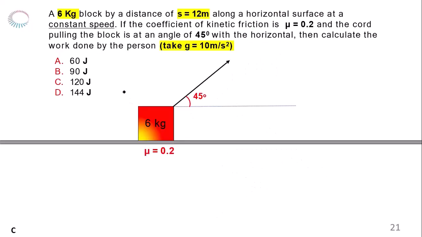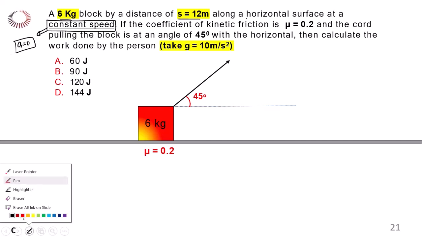Let us say there is friction. There is a 6 kg block and it is displaced by 12 meter along a horizontal surface at a constant speed. Now what is the meaning of constant speed? That means you are applying a force in such a way that there is no acceleration. Constant speed means acceleration is 0.